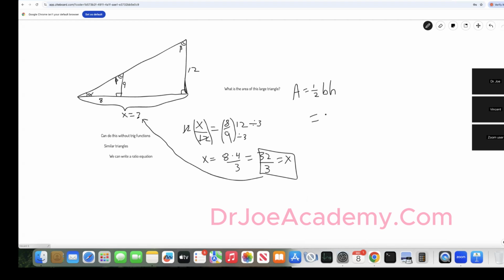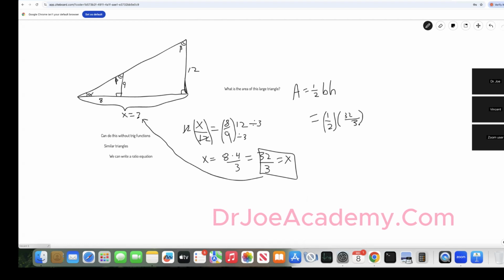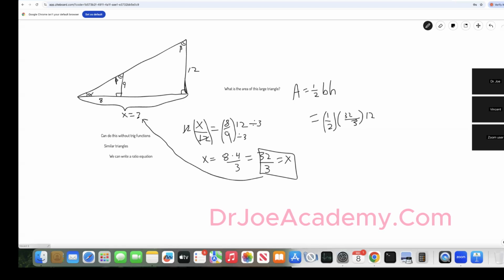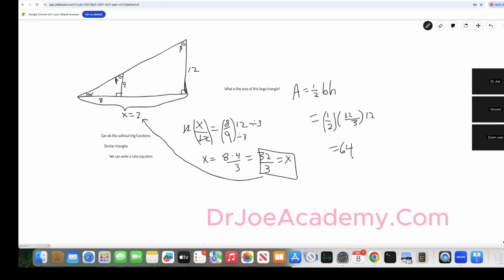So in this case, it's going to be 1/2 times the base, which is x, which is 32 over 3, times the height, which is what? The height is 12. Yeah, 12. Sorry, I forgot. That's okay. So we can simplify this by doing 12 divided by 3 is 4, and 4 divided by 2 is 2. This is going to be what, 64?